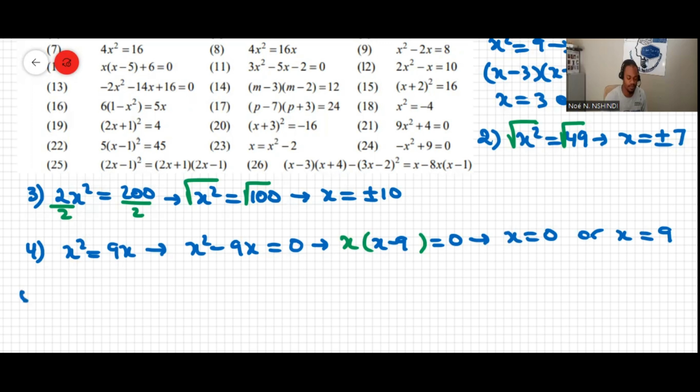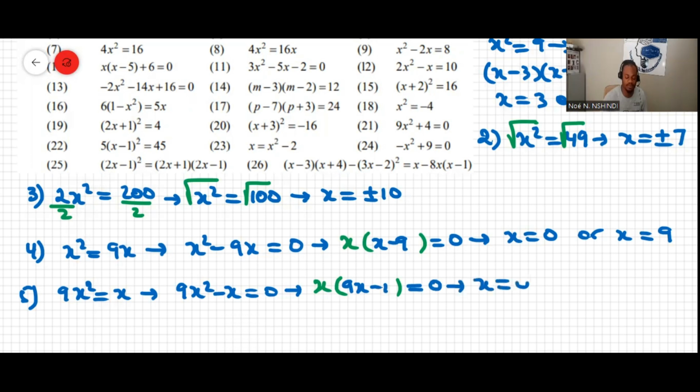Okay. Question 5. We have 9x squared equals x. So we'll move the x over. That makes 9x squared minus x equals 0. Okay. And then we look for the highest common factor, which is x. And then that's going to be x times (9x minus 1), and this equals 0. This means that x is 0 or 9x equal 1. So to find the value of x, we divide by 9 both sides. So we have 1 over 9. That was question 5.